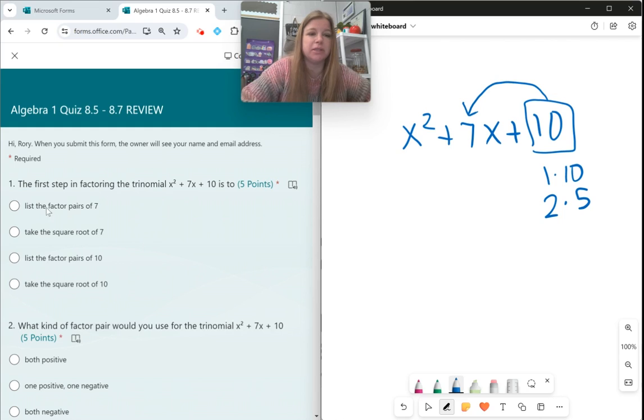Not list the factor pairs of 7 or take the square root of 7. It's list the factor pairs of 10. And taking the square root, we haven't talked about that at all.